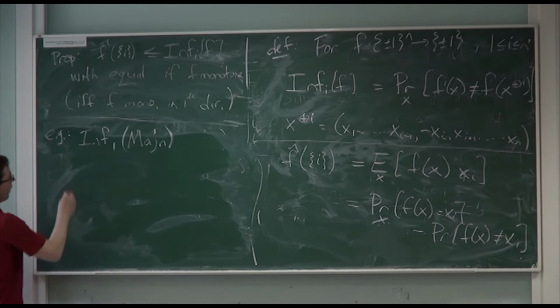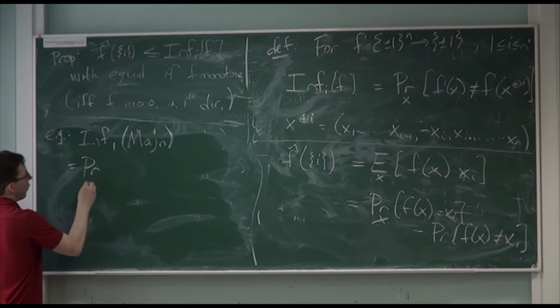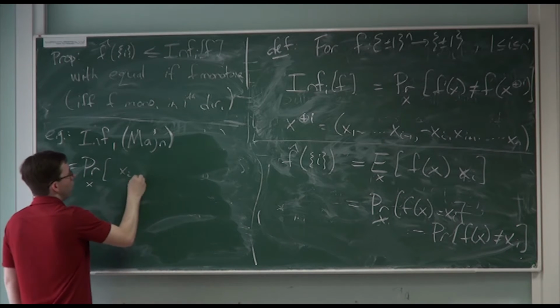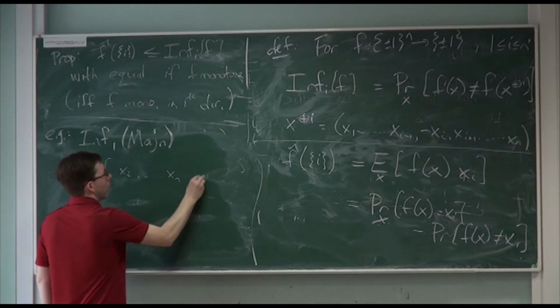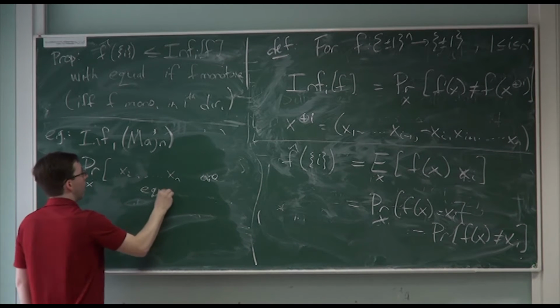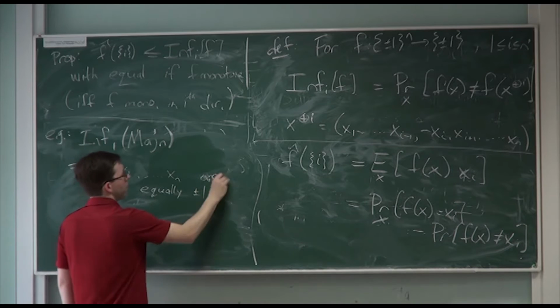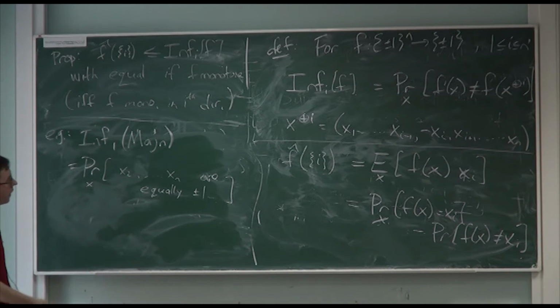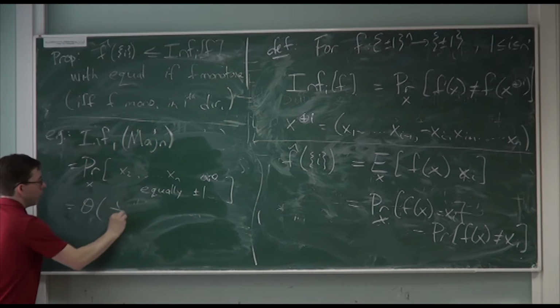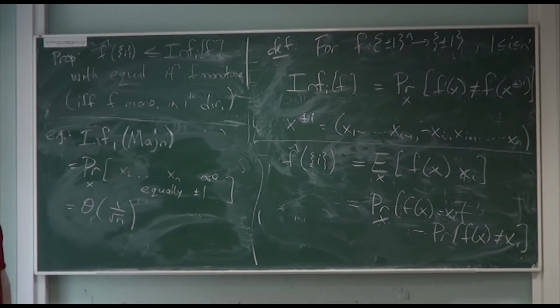Again, assume that n is odd. So it's really the probability over x that x2 through xn are exactly split. So it's like you flip n minus 1 coins, and what's the chance you get exactly half heads? Yeah, it's proportional to 1 over root n. You can write down a more exact expression, but it's something like that.